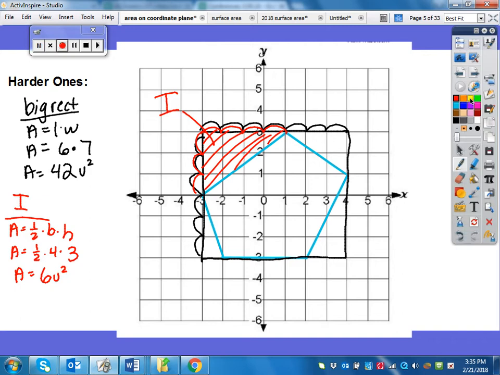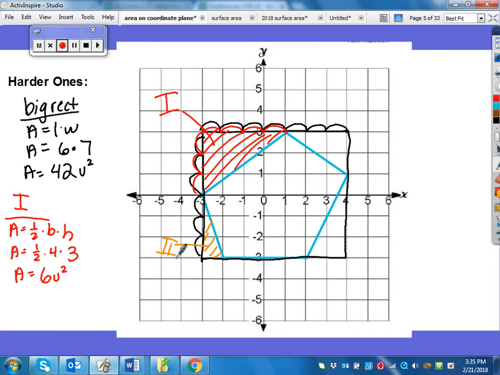Now, I'm going to find the area of the next triangle down here. We'll call that area 2. So for area 2, again, it's a triangle. 1/2 times base times height. Again, I have 1, 2, 3 is the height. I have 1 for the base, and then I have to multiply that by 1/2. So I get 1.5 for the area of that triangle.